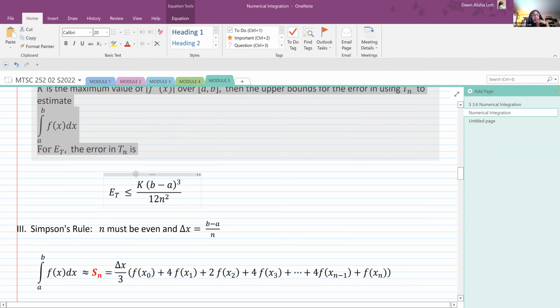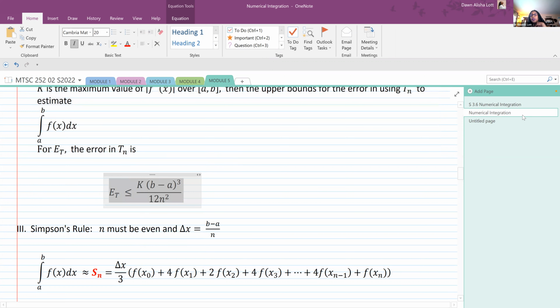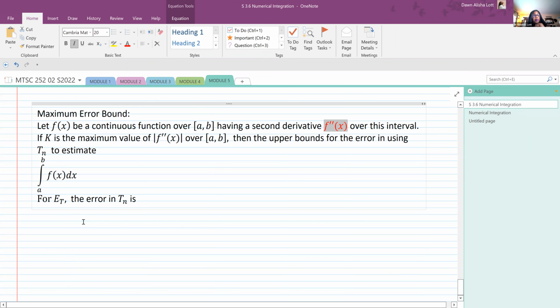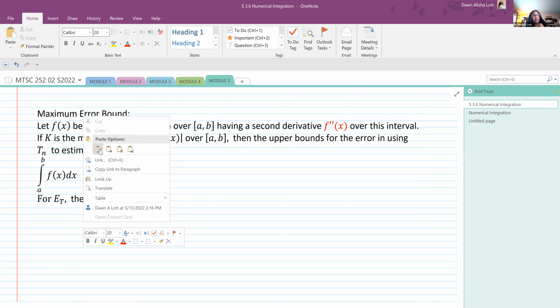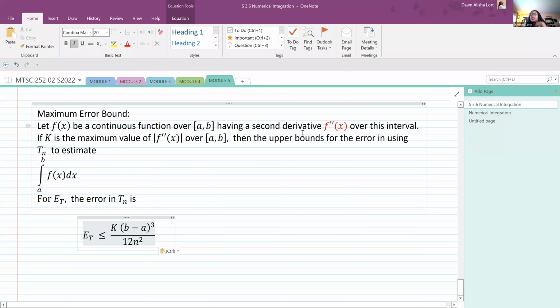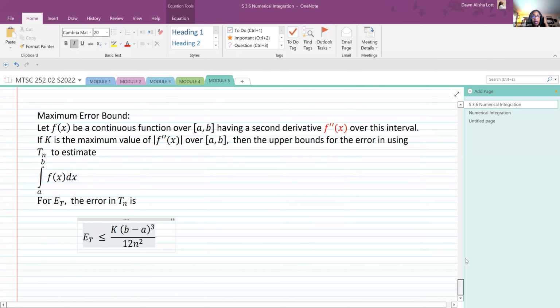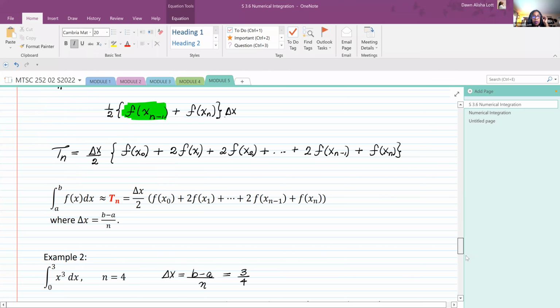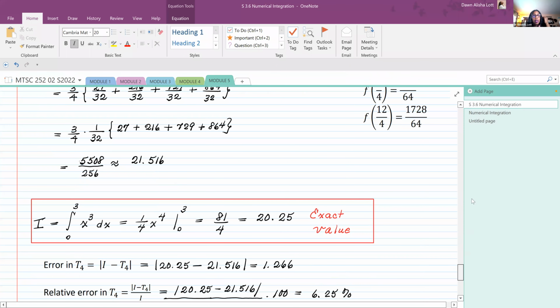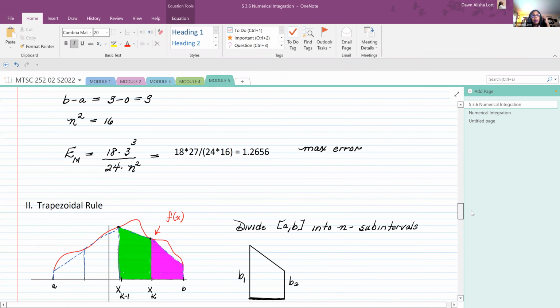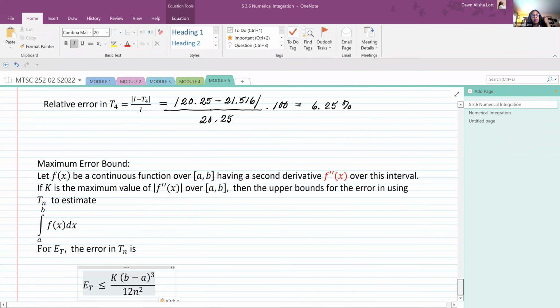The error ET in the trapezoidal rule looks like this formula. And actually you will see that this error is twice as big, and that's what we expected to get. Notice this error is twice as big. The other one divides by 24. This one divides by 12. So this error is twice as big as the other error. So for the other maximum error, we got 1.2656. So this is going to be twice that big.